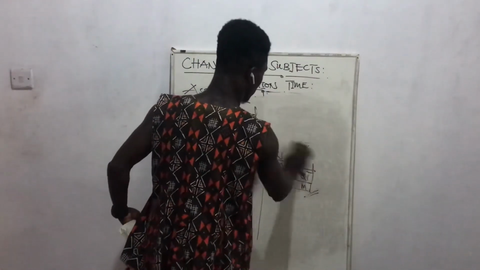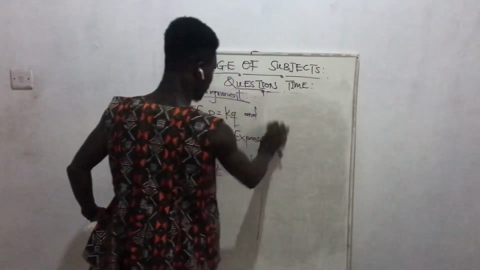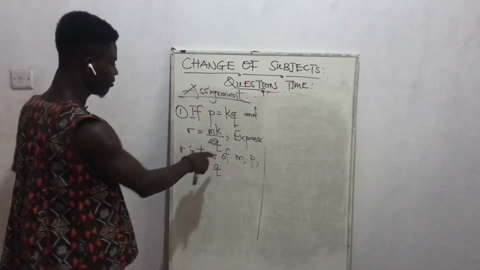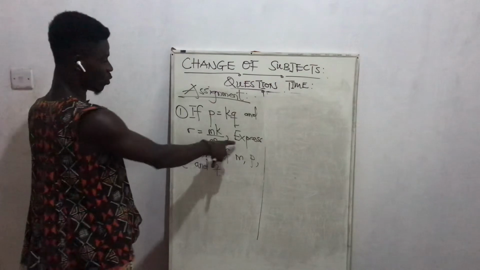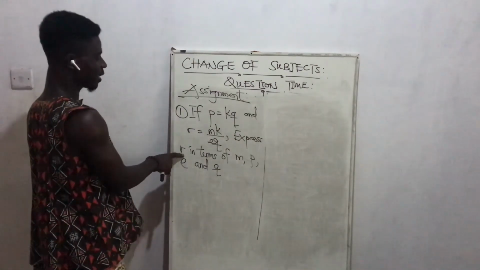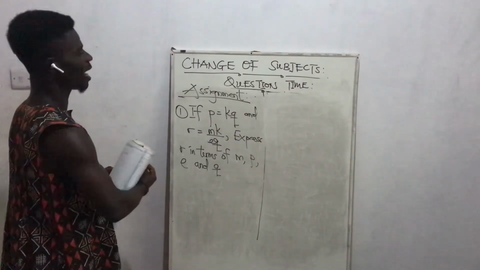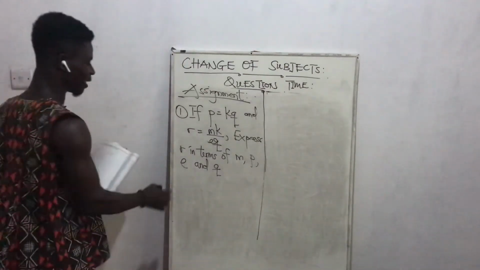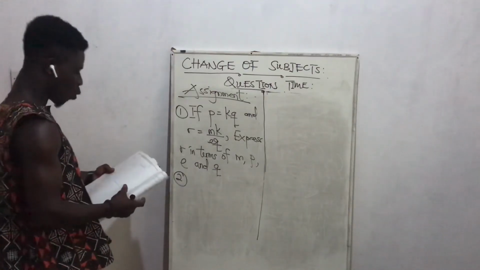I believe I told you that when you see express, then that means you are making R the subject. So express R in terms of M, P, E, and Q. Then that means make R the subject. So this question, how will you make R the subject? When you are done, kindly drop it at the comment section, or you can call me.